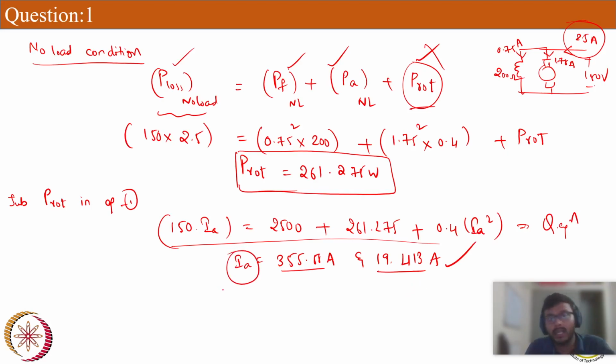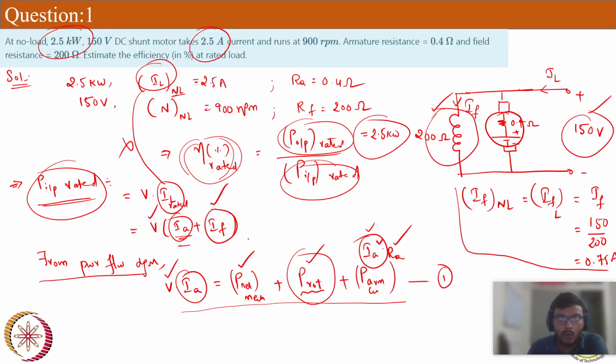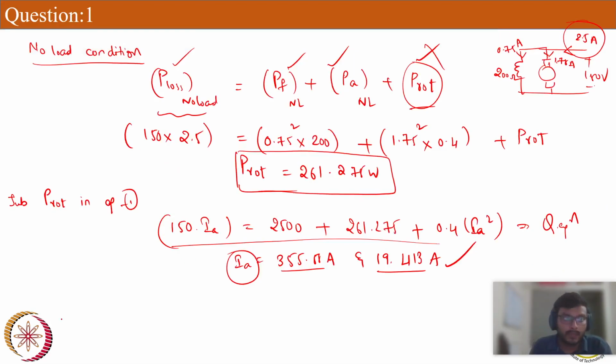Now we got the IA value. Let's go back and see where we have to substitute. This is the equation, V into (IA plus IF), that will give us the input rated power, and then we can calculate the efficiency. So my efficiency at rated is equal to P output by P input.